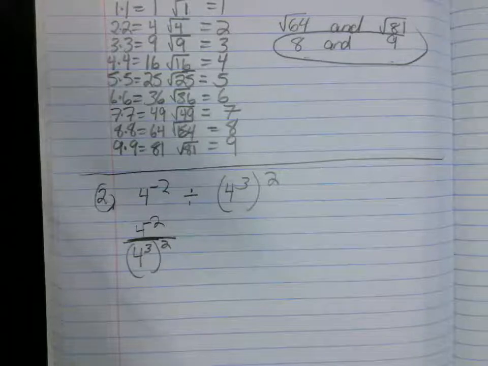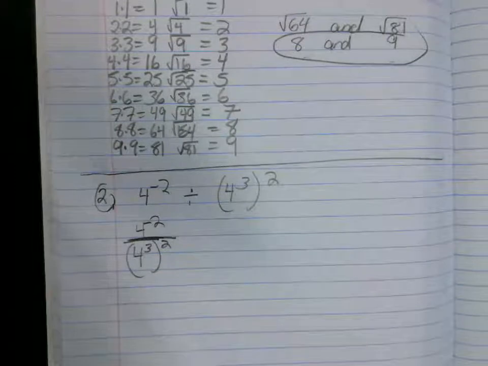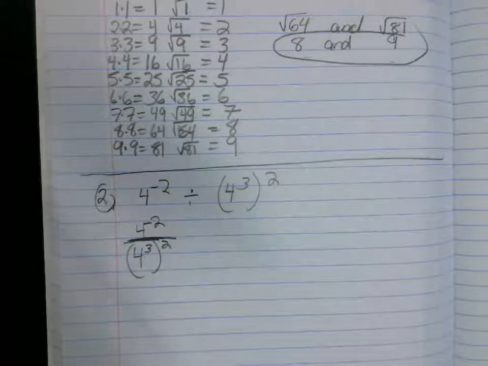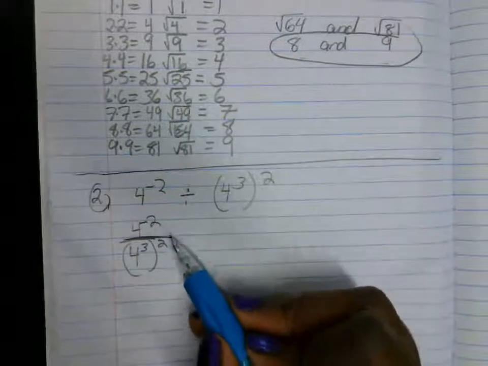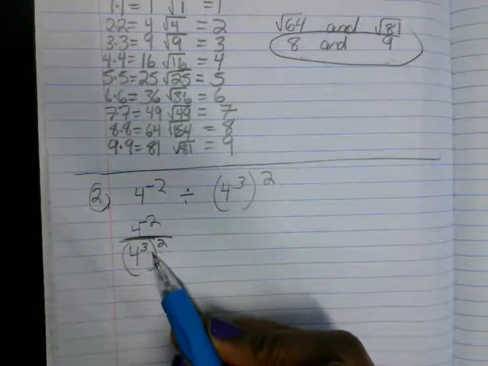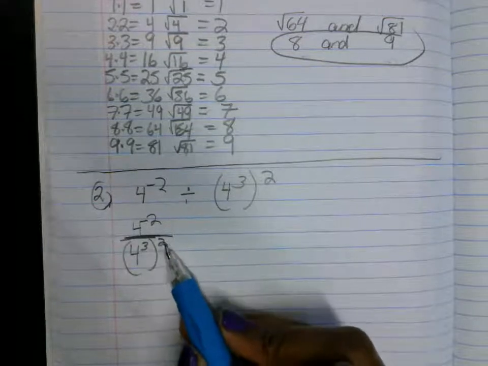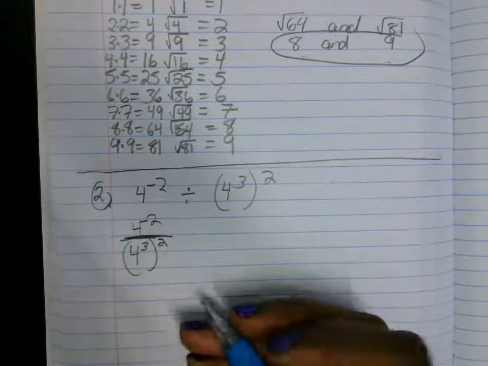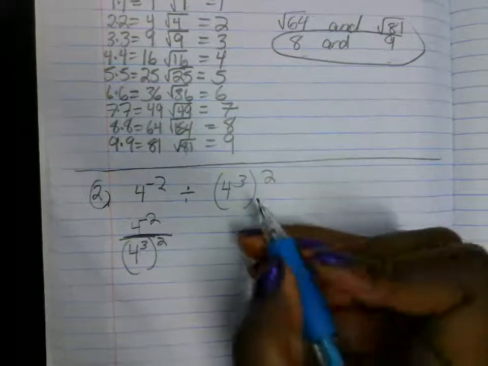I'm going to pause for the calls, give you a chance to write. And this is a negative 2 here. Okay? All right. So now the first thing we need to do is simplify the bottom, because on the bottom we have a power raised to a power. What do you do with the exponents here when you have a power raised to another power? You multiply them together. Okay? Power of a power, multiply.